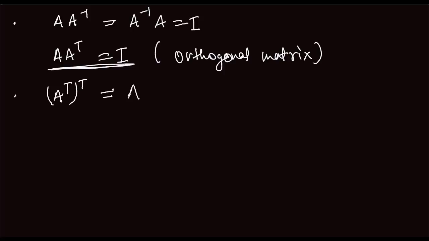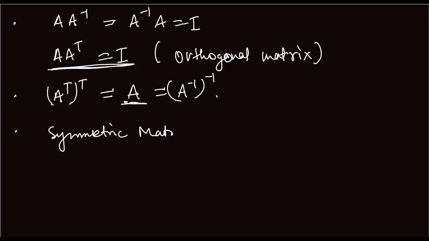Next property: the transpose of the transpose is A again, and also the inverse of the inverse. So if you take the transpose once and then take the transpose of that matrix once again, you will get the same matrix. Now there are two types of matrices, symmetric and skew symmetric.